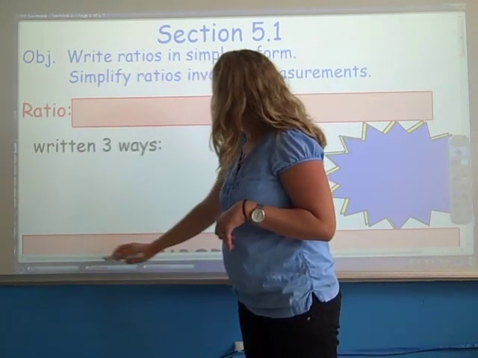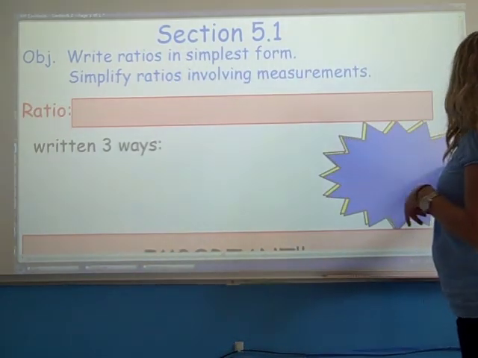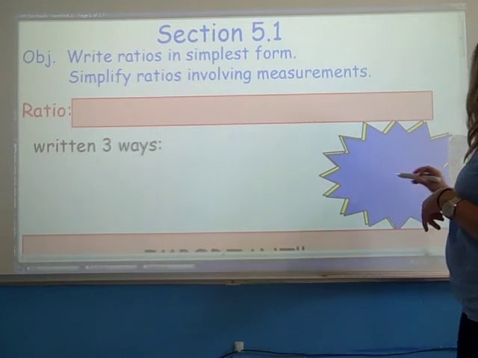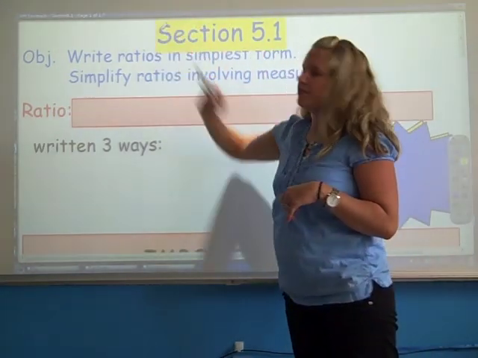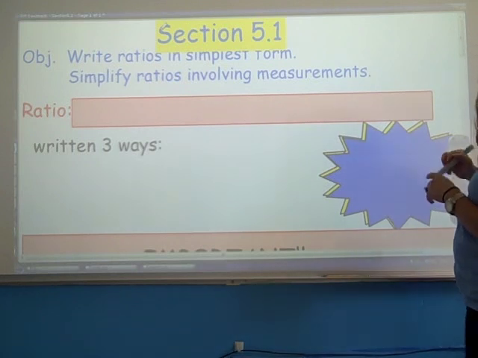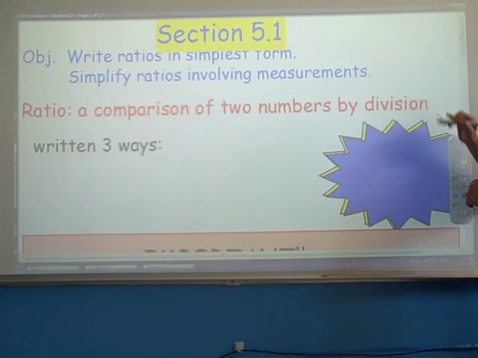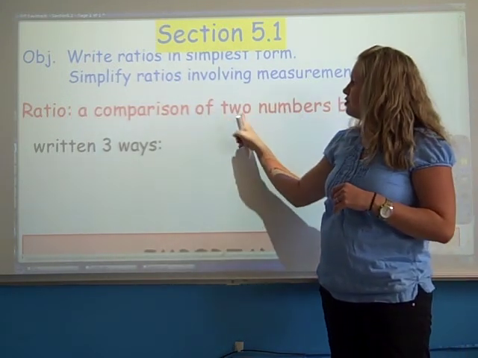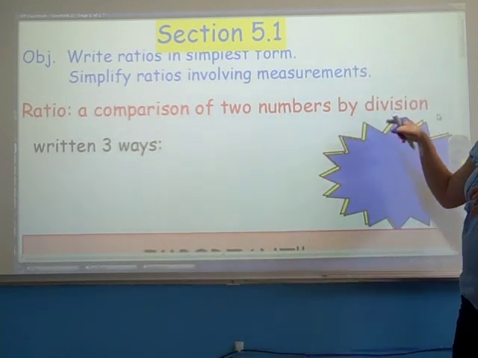So let me get my toolbar here. Section 5.1 should be written down in your notebook. Now, write down the word ratio. A ratio is a comparison of two numbers by division.